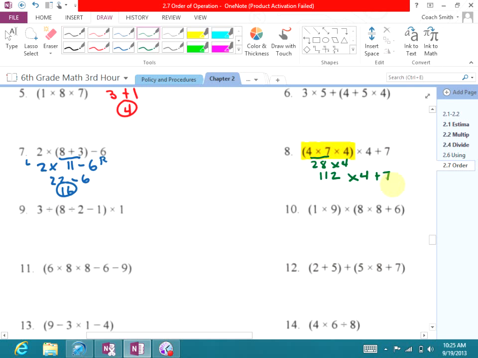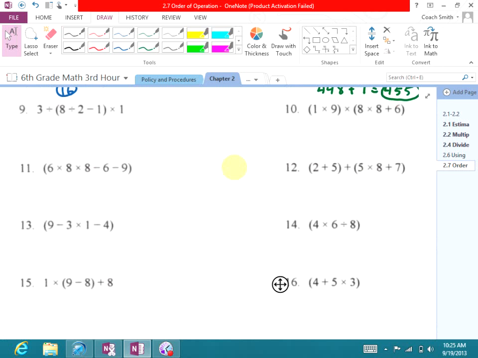Okay? Now I've gotten rid of the parentheses. 112 times 4 is what? A bunch of you got it. 448. Plus 7. Correct. That's equal to 455. Okay? All right, let's move down.